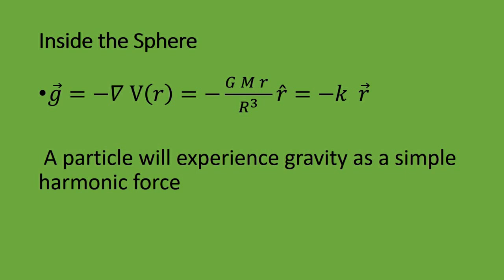It will fall down, gaining speed as it falls until it reaches the origin. Once it reaches the origin, it won't stop, of course, because it will have kinetic energy and momentum, and it will keep moving to the other side of Earth until it reaches the other side. Then it will come back and keep oscillating all the time. So this will be an oscillational motion, similar to a simple harmonic force. I hope you understand this part. This is an interesting part, and we will see you in a different video.